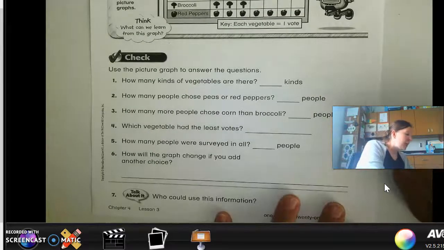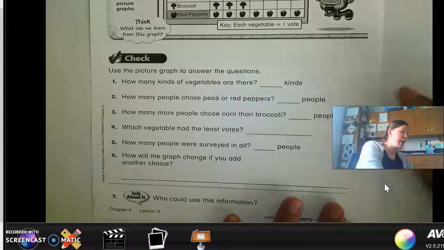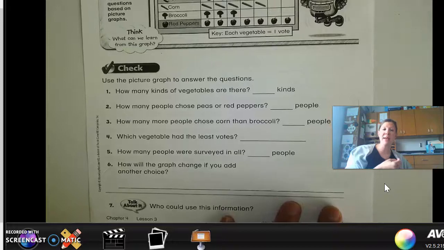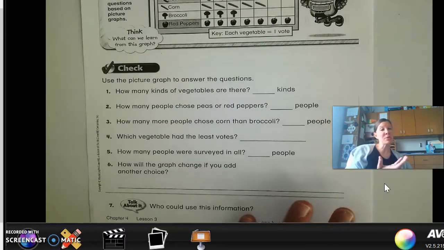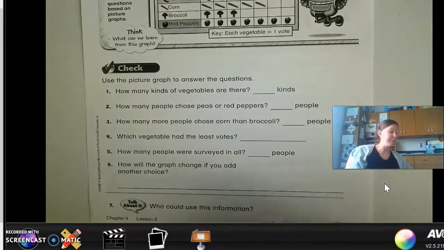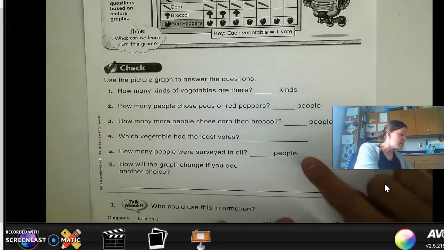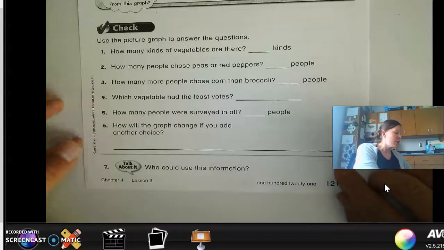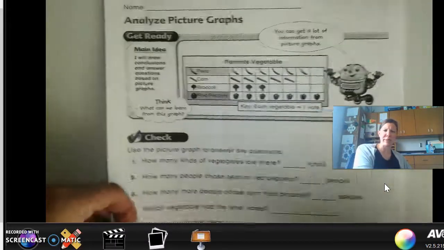How many more people chose corn than broccoli? So you're going to be doing adding or subtracting. That's something that you're going to have to decide. It's helpful sometimes to write out those number sentences. Make sure it makes sense in the end. How many more people chose corn than broccoli? Which vegetable has the least votes? How many people were surveyed in all? How will the graph change if you add another choice? Okay. Then you're going to do who could use this information. Think about who should know about their favorite vegetables.